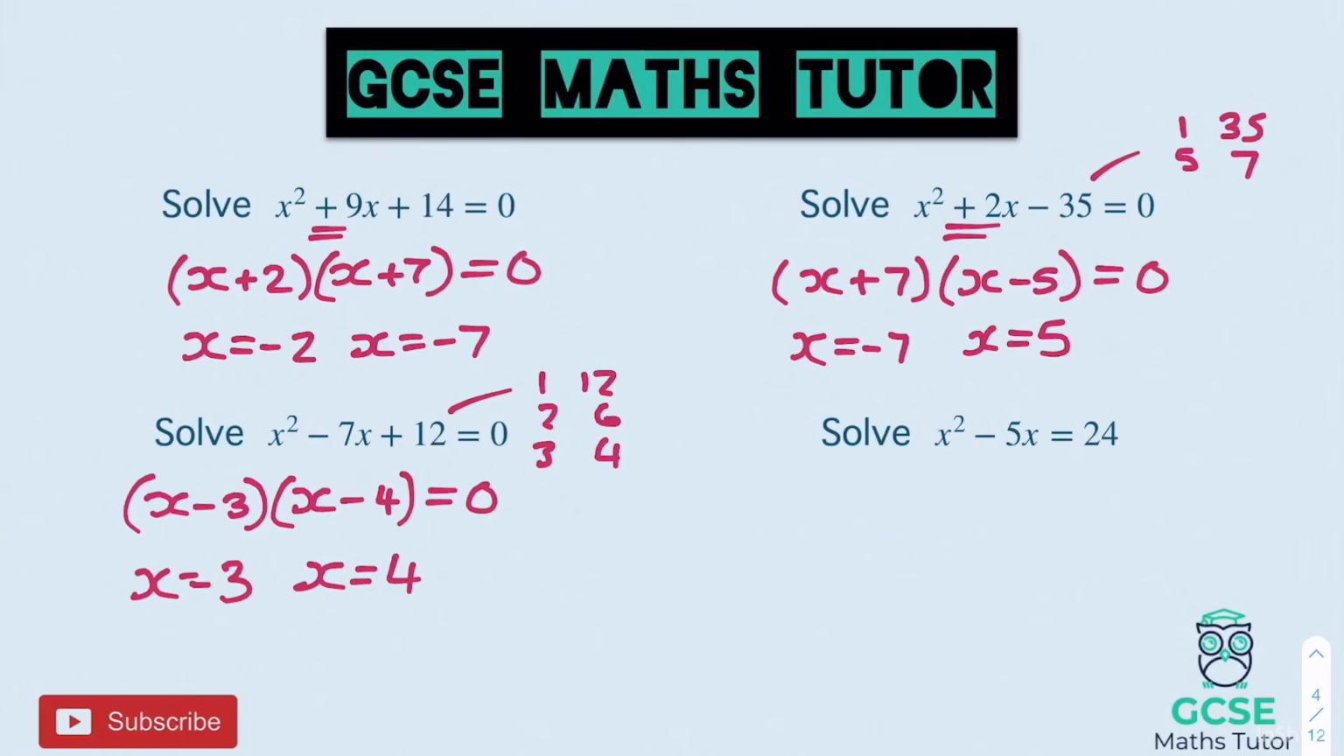Now for the last one, we've got to get it equal to 0, so we need to minus 24 from both sides. So if we rewrite this, we get x squared minus 5x minus 24, that's equal to 0. And then we can look at our two factors there.